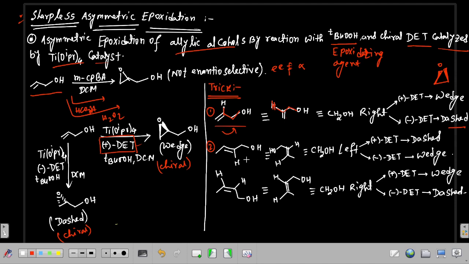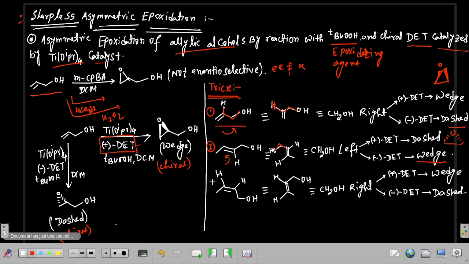if you are making this one to the top vertical, that is CH2OH is to the top vertical, so CH2OH is coming to the left side. So when CH2OH is coming to the left side, then it will be reversed. So in presence of plus DET ligand, epoxidation will happen from the dashed position, and in presence of minus DET, epoxidation will happen from the wedge position.